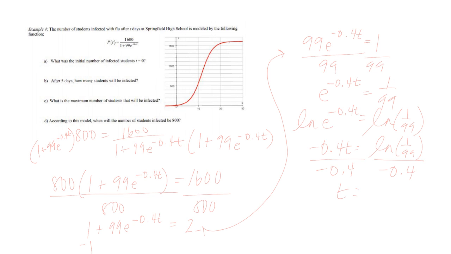Divide both sides by negative 0.4. And now I'm going to use my calculator. So I have the natural log of 1 divided by 99, divided by negative 0.4. That is 11.487. So here I'm going to write in 11.487 days. And I'll just leave it like that.